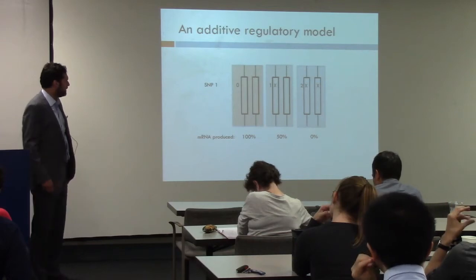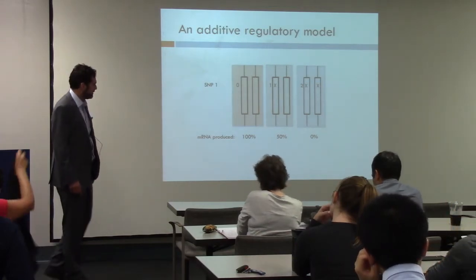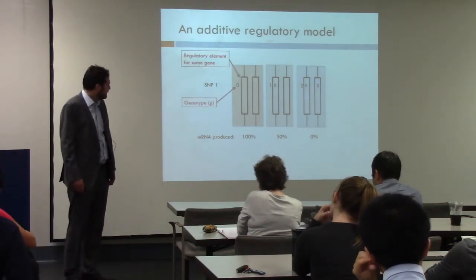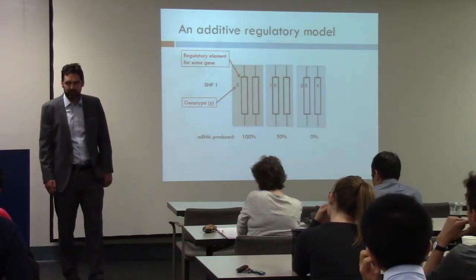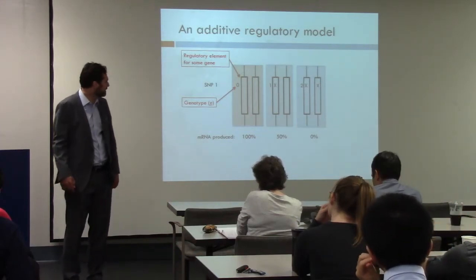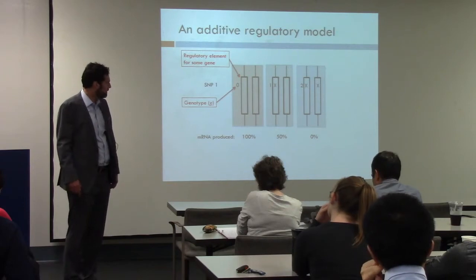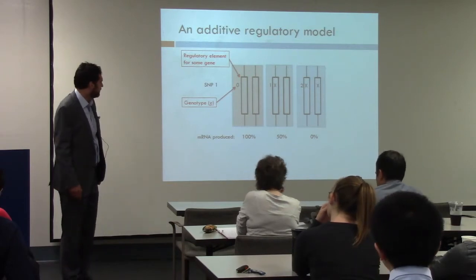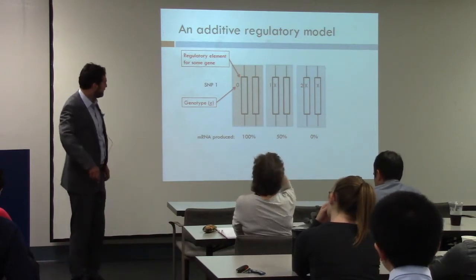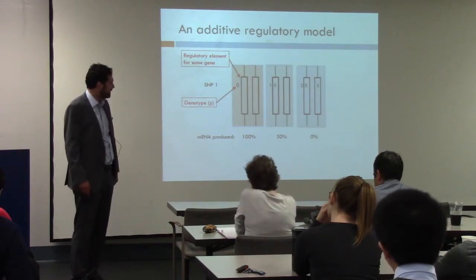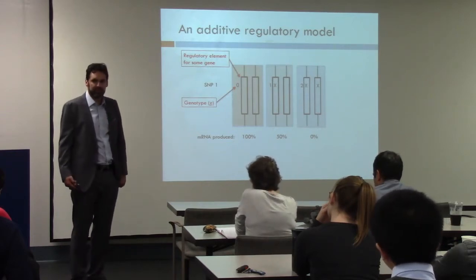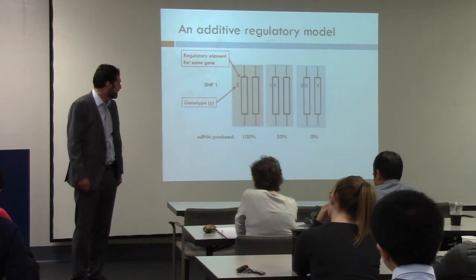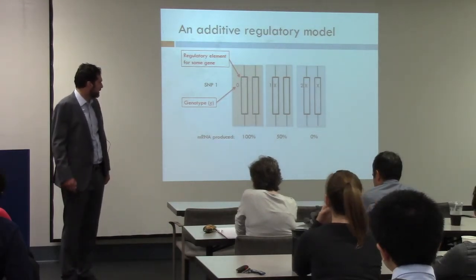So one way we can think about this is with a simple additive regulatory model. In this, we've got some regulatory element. It could be a transcription factor binding site, for instance. And then we're going to have one SNP that has an effect on that. And we're going to represent the genotype of that SNP as either 0, 1, or 2, representing the number of alternate alleles that an individual carries.